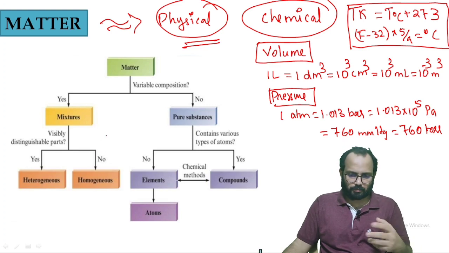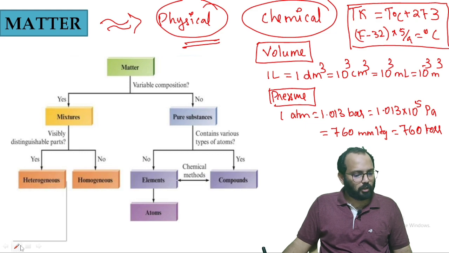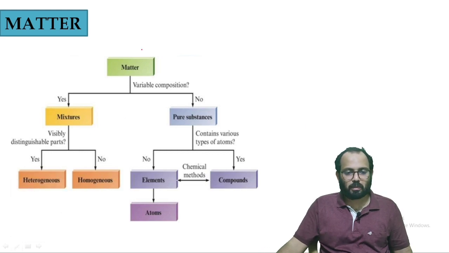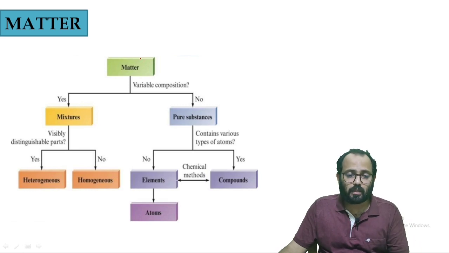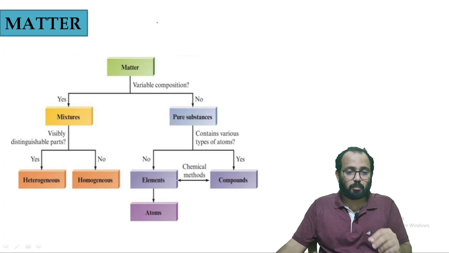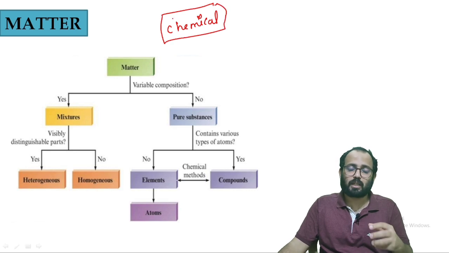Okay, fine. Now come back to the matter. What is matter? Matter is something which has mass and occupies space. So matter can be classified into two based upon the chemical composition. Physically, we have classified that into solid, liquids, and gases.